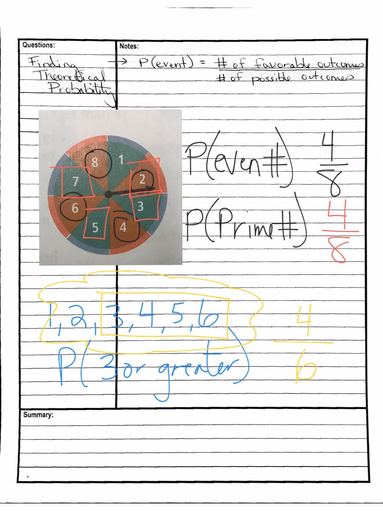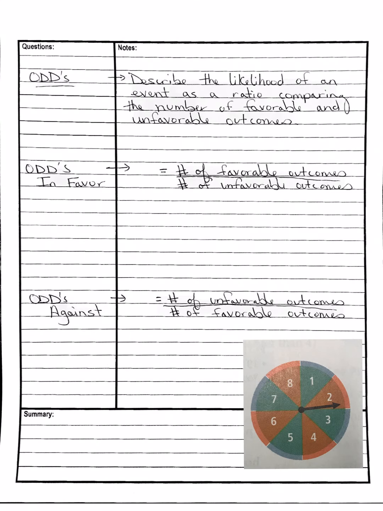So that's finding the theoretical probability. For the experimental probability, we actually do the experiment. Let's go on. And a lot of vocab. Look at our very last thing here, which is talking about the odds, which is describing the likelihood of an event as a ratio comparing the number of favorable and unfavorable outcomes. So the odds in favor.